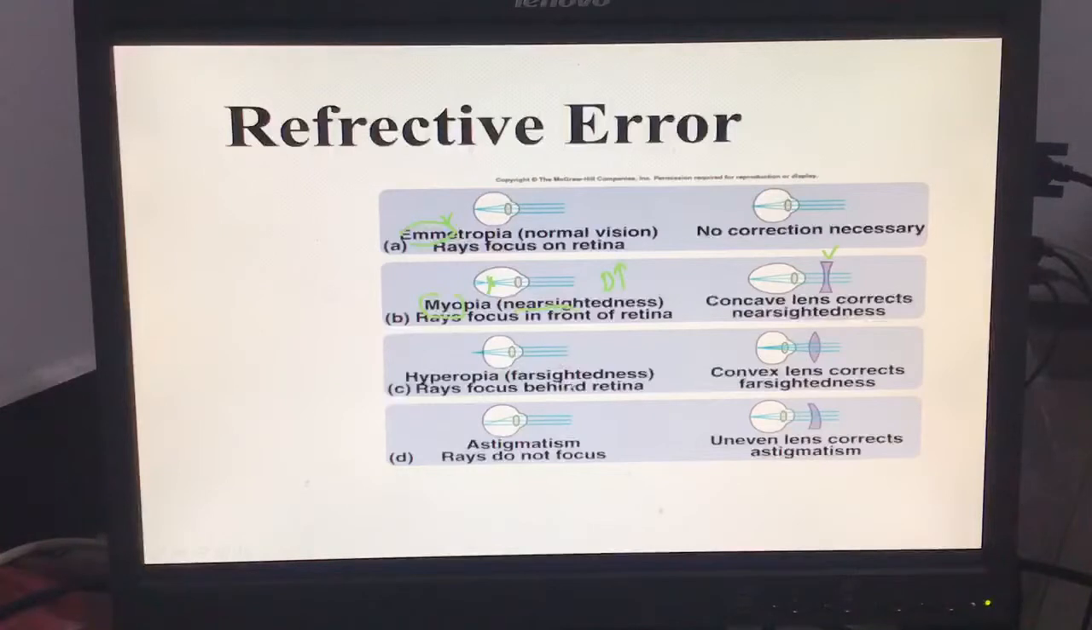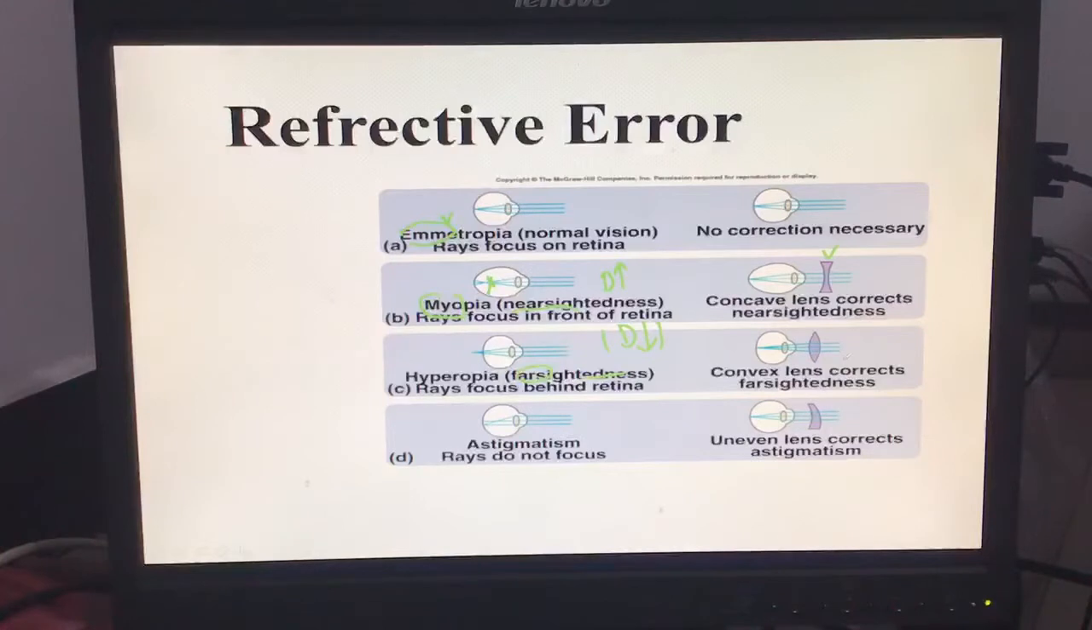Hypermetropia, or farsightedness: this type of patient can see only far objects, and has blurred vision for near objects. Far objects are okay, but near vision has some problems. Hypermetropia is due to the refractive power being decreased: the overall power is decreased, the refractive power of the lens is decreased.